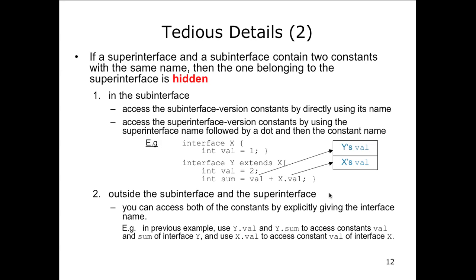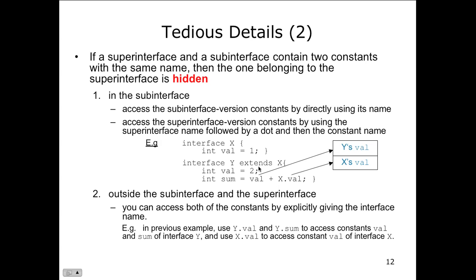And actually, this is a reason why I went to the next slide. What we're going to do now is take a super interface and a sub interface that contain two constants with the same name. The one belonging to the super interface is hidden, and the sub interface one is going to be available. It's there, but it's hidden. So you've essentially overwritten it. Well, you haven't overwritten it, though. You can still get at it, but it's hidden. Use the interface name. Yep, that's how you do it.